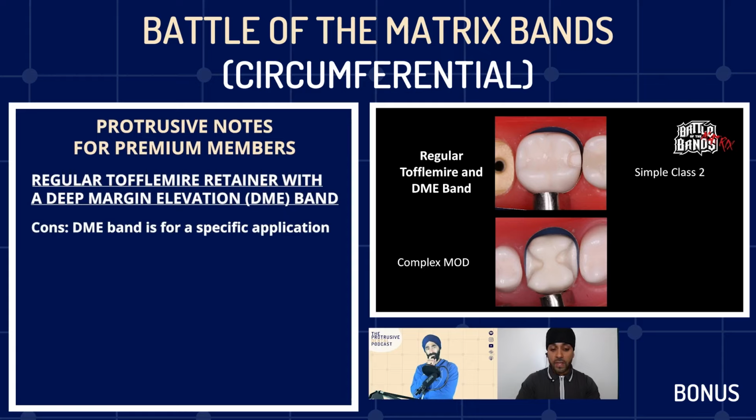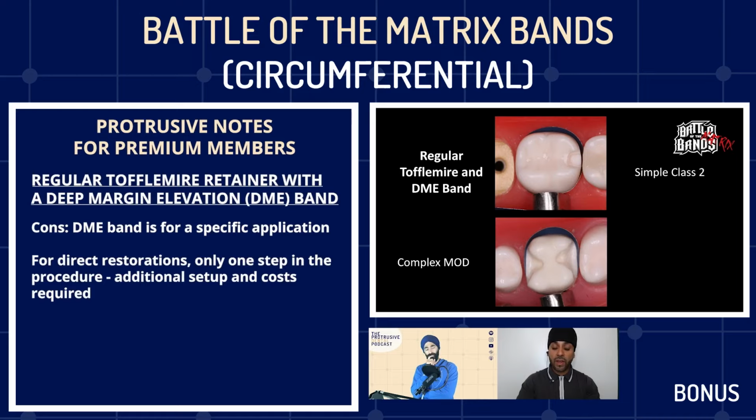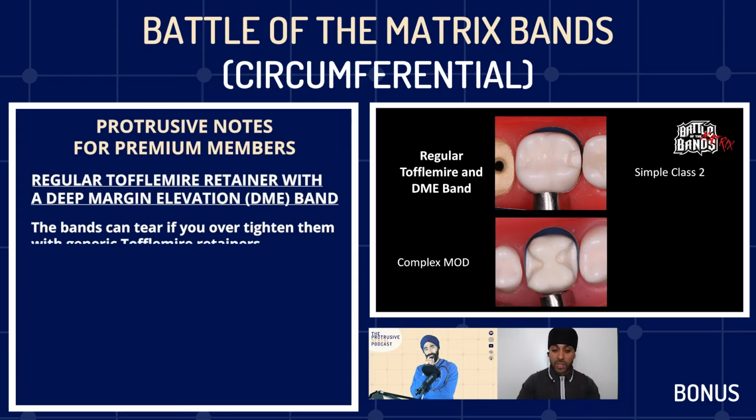The cons are that a DME band is for a specific application. So it's not very versatile in that regard. And for direct restorations, it's only one step in the procedure and it requires additional setup and cost thereafter. Once more, for second molars and third molars, that can be quite difficult because of the straight arm design of the retainer. And I found the traditional design Tofflemires can be tricky with these bands.